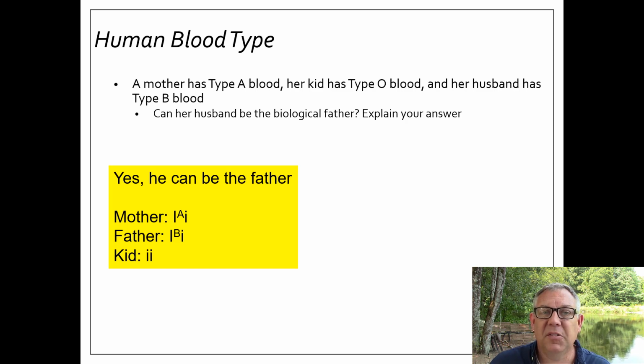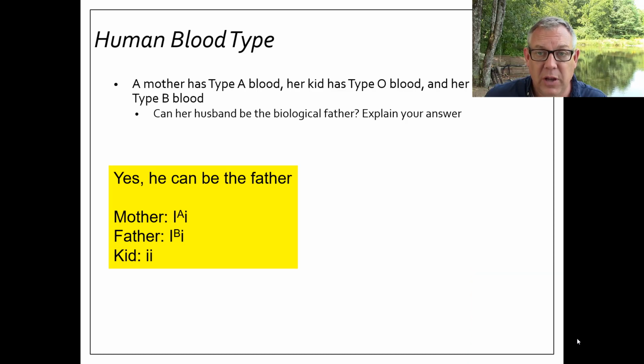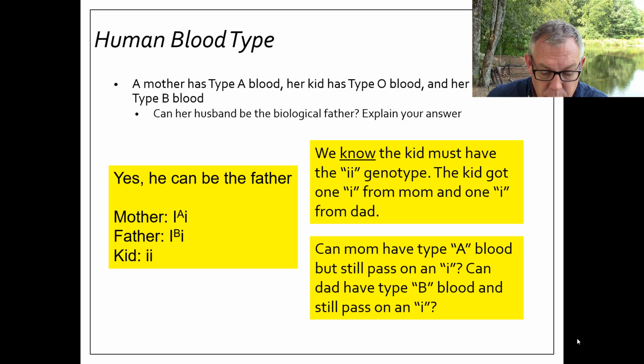If the mother is heterozygous for the A-type blood, the father is heterozygous for the B-type blood, we know the kid has to be homozygous for the lowercase i allele for O-type to get O-type blood. And so, like I said, we know the kid must be homozygous for the lowercase i allele. We know he got one from mom, and got the other one from dad.